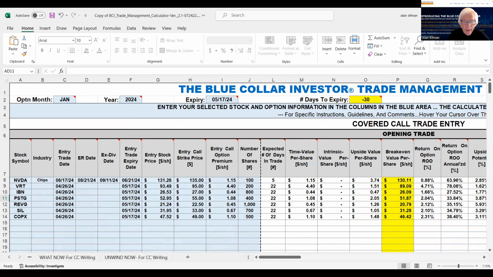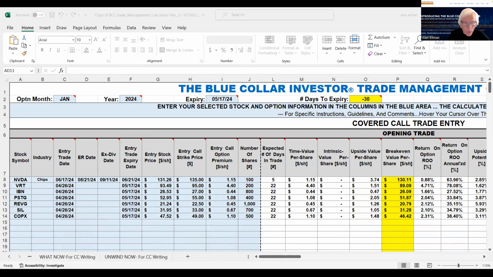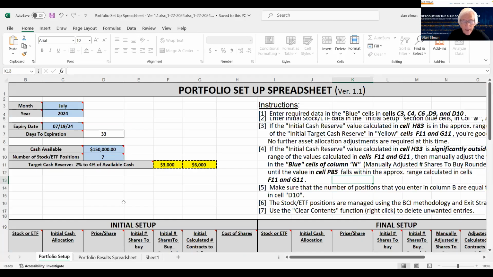Now, there is actually another spreadsheet that I want to show you before we go back to the store, and that is our combined portfolio setup and portfolio results spreadsheet. Now, these are two spreadsheets inherent in one. You can see at the bottom, we have two tabs here, one for our portfolio setup and one for our portfolio results. So this is the setup spreadsheet.